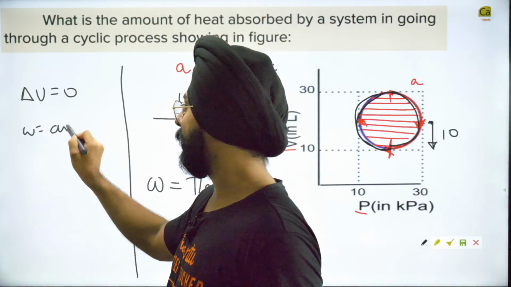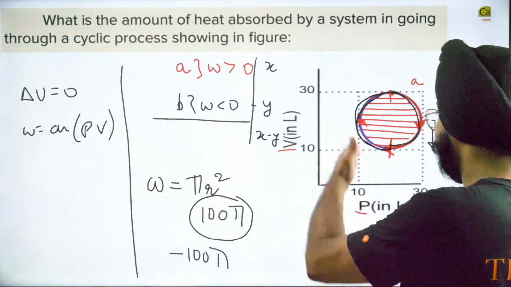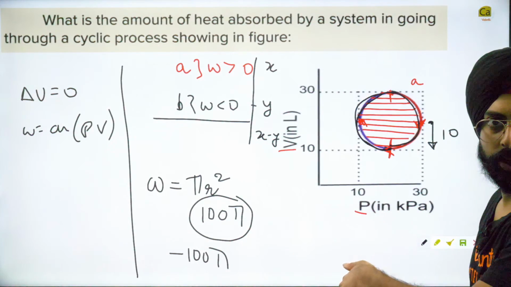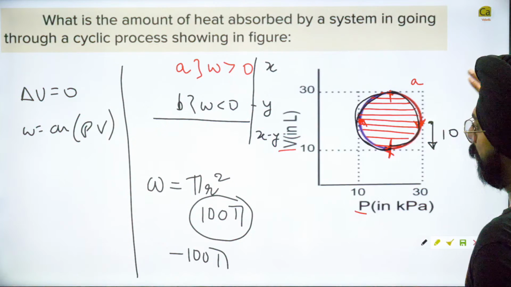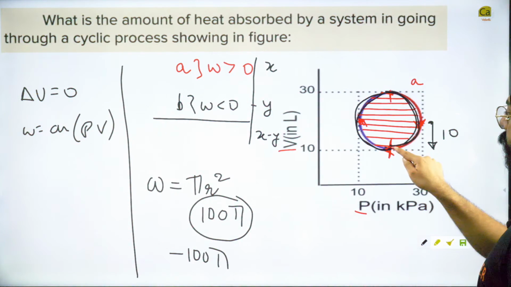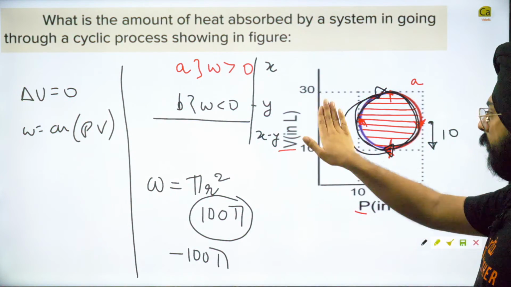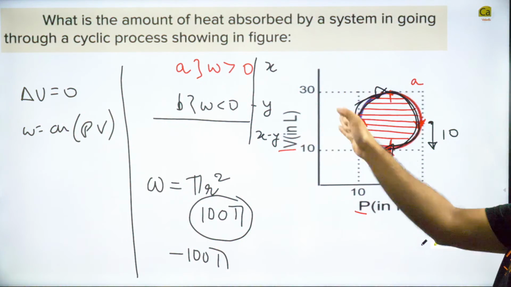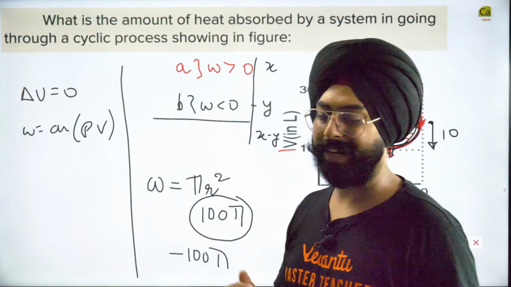W is equal to the area under the PV curve. Now over here, do you realize it's a VP curve, not a PV curve? So we have to calculate the area in this direction, not in this direction. This is positive sign of work. This is negative sign of work. So this entire area minus this entire area is the area of the circle. That is the work. So heat is the opposite of that.